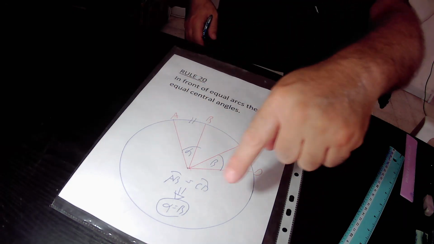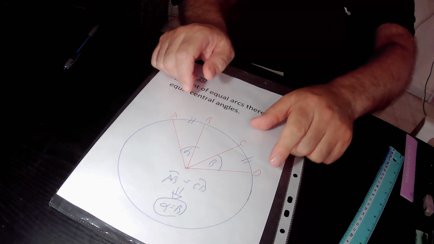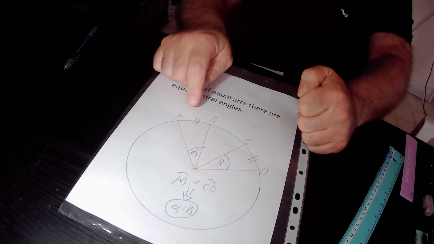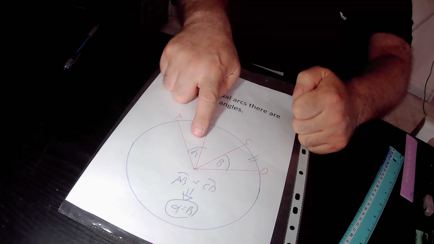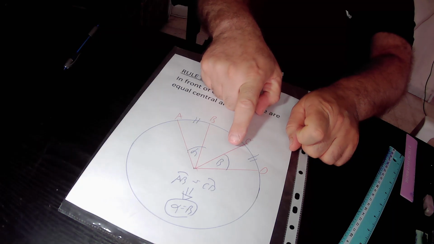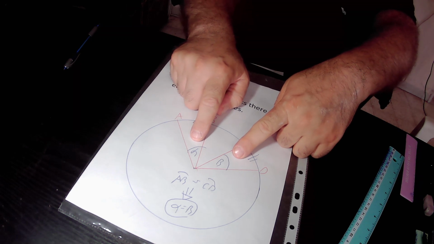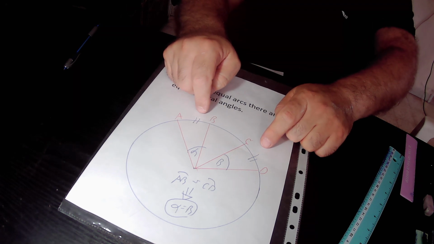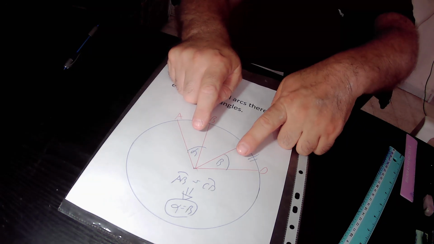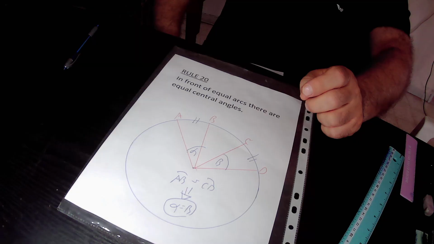So in the drawing, we have a circle, and we know that arc AB equals arc CD in its length. In front of this arc AB, we have this central angle alpha, and in front of this arc CD we have this central angle beta. Because those two central angles alpha and beta are located in front of two equal arcs, they must also be equal to each other. That is to say, central angle alpha equals central angle beta. So we can implement rule 20 in our drawing.